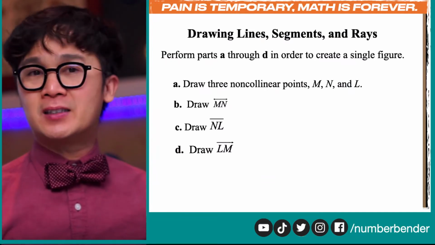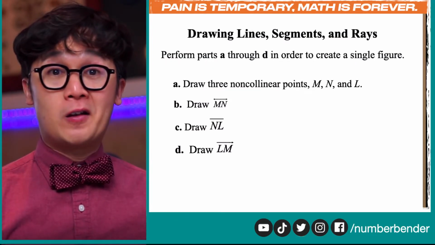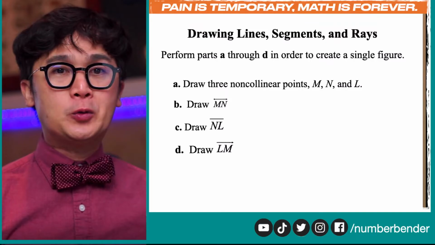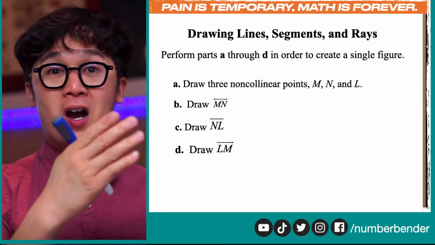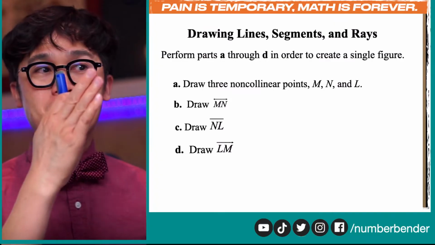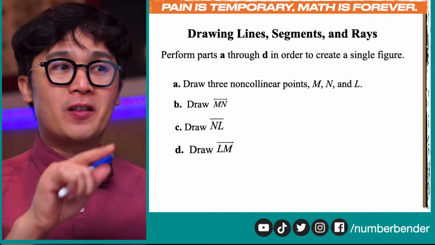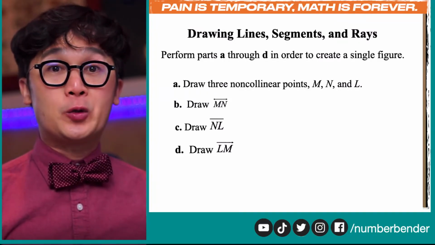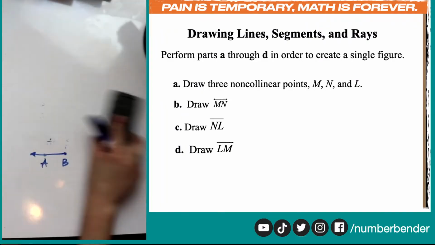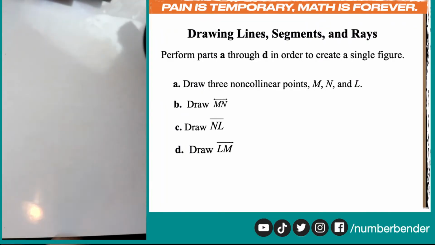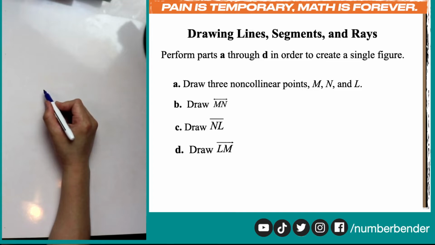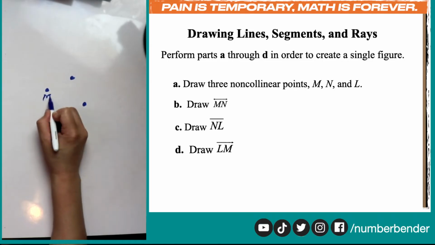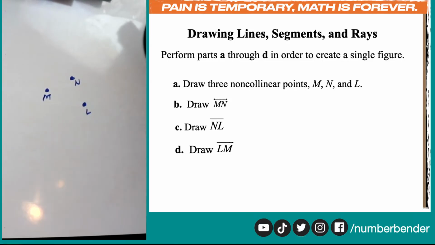So with that, since geometry is similar to learning a foreign language, even though we're seeing symbols here, we'll be able to produce this as instructed in these steps by just following those symbols. So we need to perform parts A through D and create a single figure using those symbols. So let's try it on our board right here. The first instruction is to draw three non-collinear points, M, N, and L. Non-collinear means not on the same line. So this is M, N, and L, and they are non-collinear points.